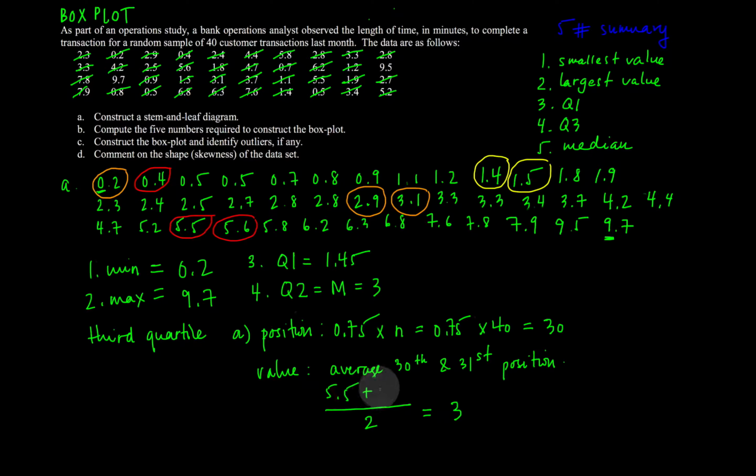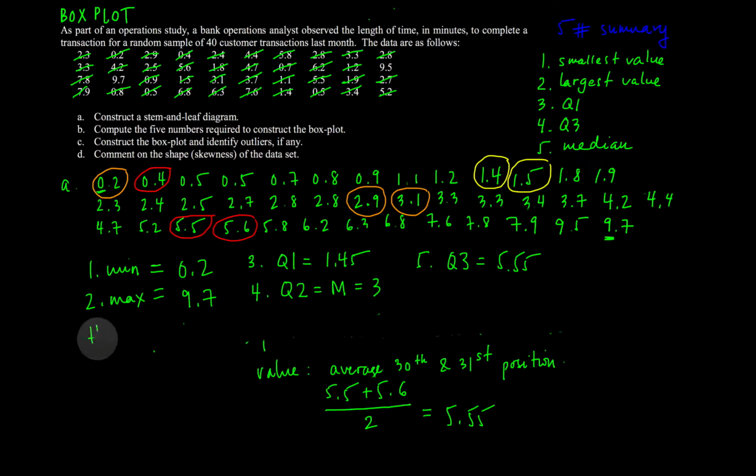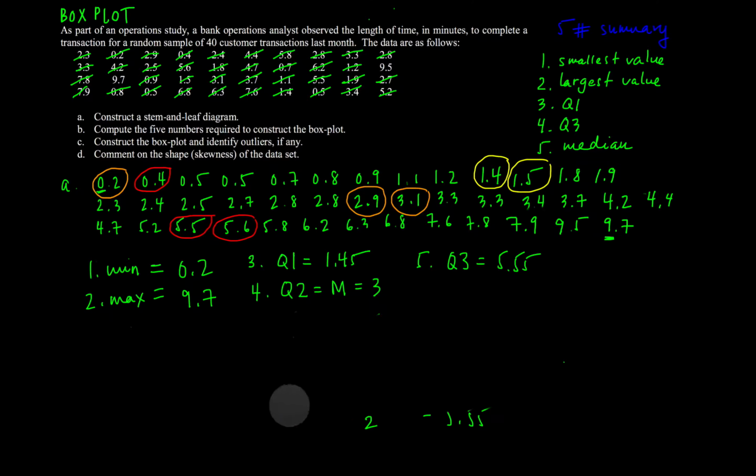5.5 plus 5.6 gives us a total of 5.55. So I'm going to go ahead and put that up here. My Q3 is a total of 5.55. All right, now that we have our 5-point summary, we can go ahead and start drawing our box plot. So we're going to move right on to question C, which is construct the box plot and determine if there are any outliers. Okay, so let's go ahead and do that.